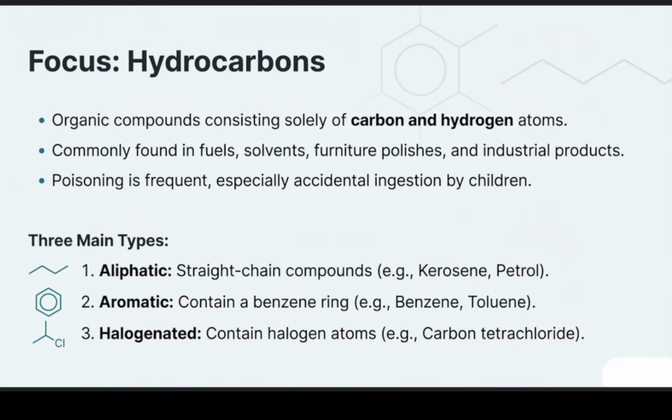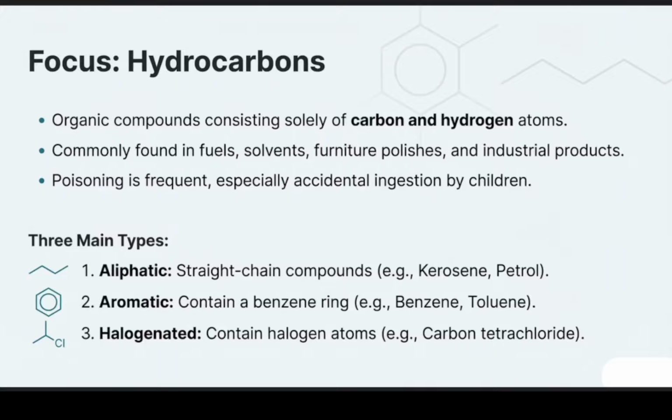So there are going to be three main types. Aliphatic, that is kerosene, petrol, straight chain compounds. Aromatic, in which they have a benzene ring, that is benzene, toluene. Then we have halogenated, where halogen atoms are going to be there, like carbon tetrachloride. Okay, so let us see about the aliphatic hydrocarbons first.